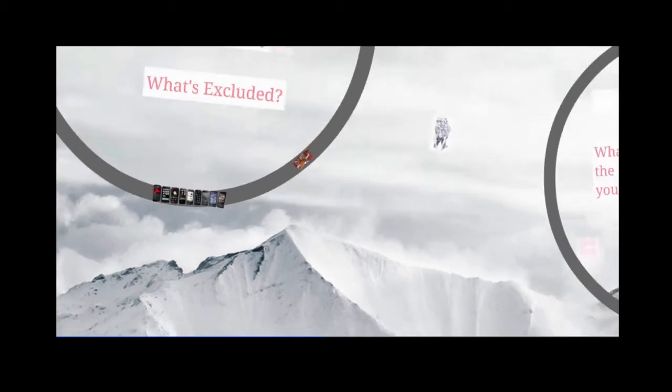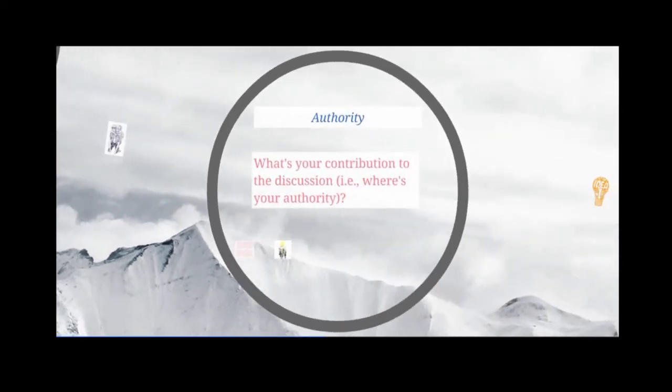Now, some of you may be telling yourselves, I don't have a PhD, I've never been published. How can I get my audience to believe me? One way to phrase this question is to ask yourself, what contribution do you add to this discussion? Where's your authority on the topic?